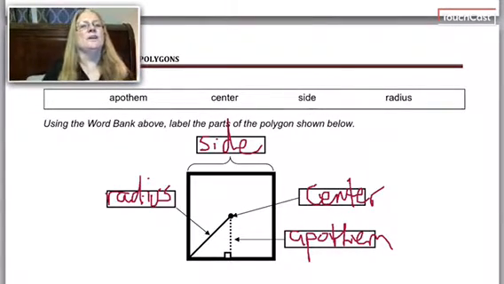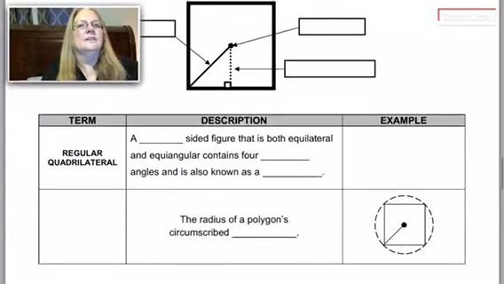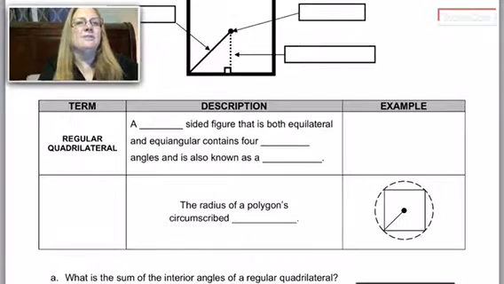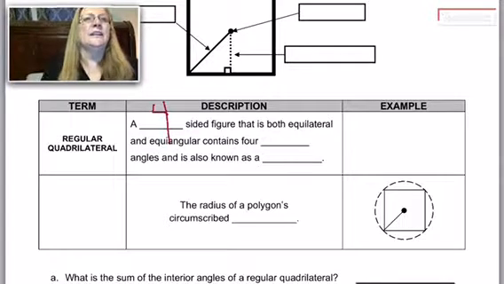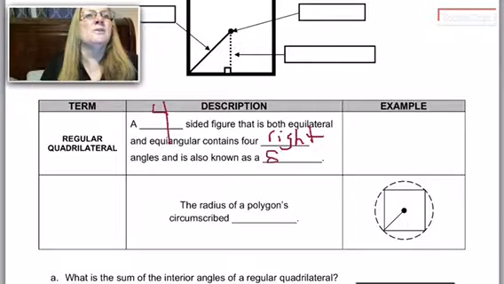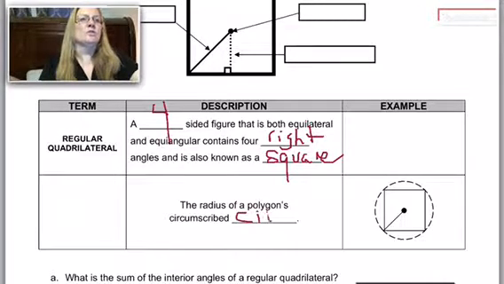So let's see what kind of triangle is created here. Well, first we're going to define a regular quadrilateral. It's a 4-sided figure that is both equilateral and equiangular. It contains 4 right angles and is probably better known as a square. And the apothem is the radius of a polygon's circumscribed circle.